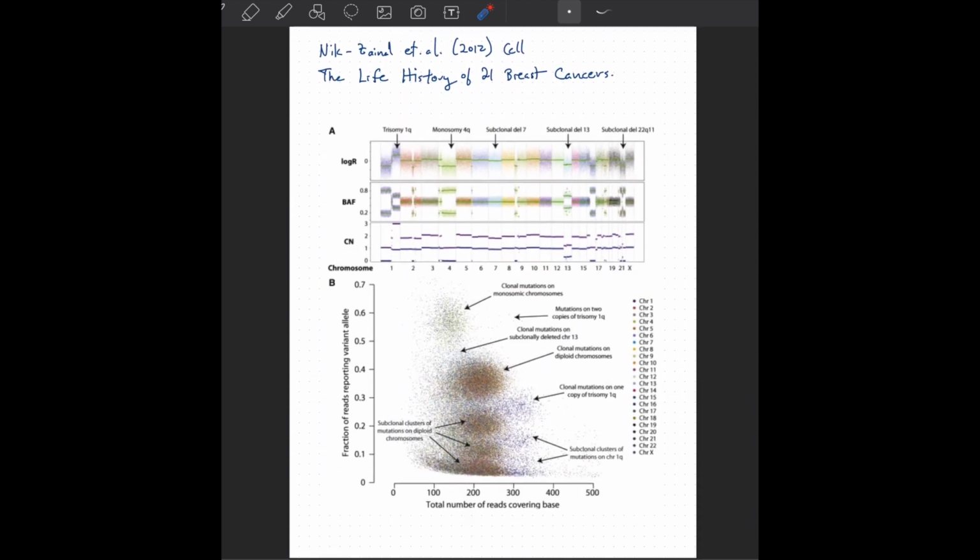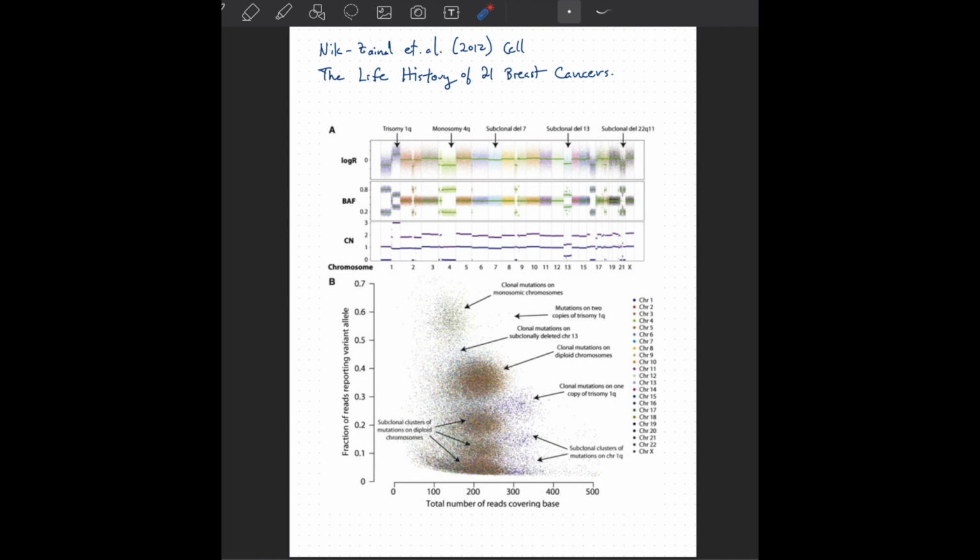One of the beautiful papers from 2012 in Cell was from Nik-Zainal's group in Cambridge, on the life history of 21 breast cancers. So they looked at 21 breast cancers, and they applied DNA-seq. So they sequenced the whole genome of these tumors to great depth. At least at the time, it was considered very great depth. It was a very expensive study.